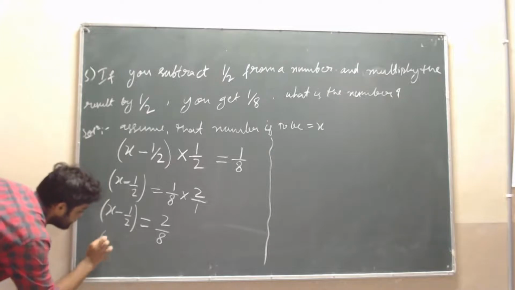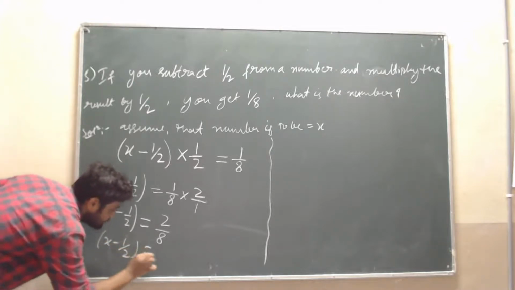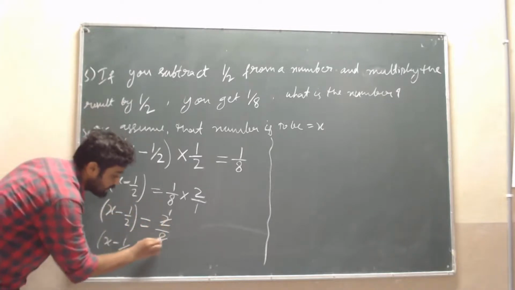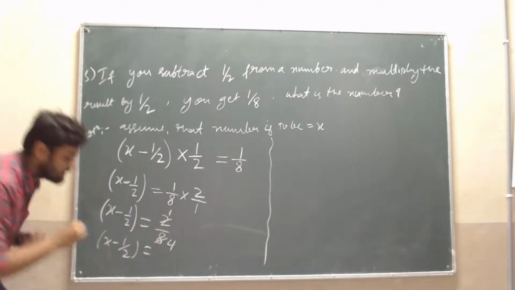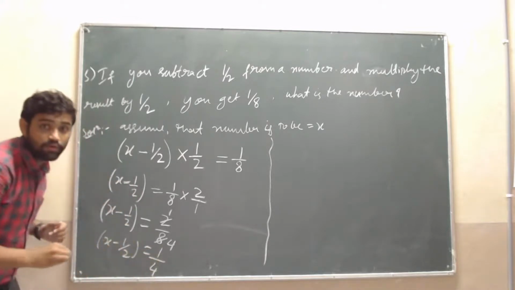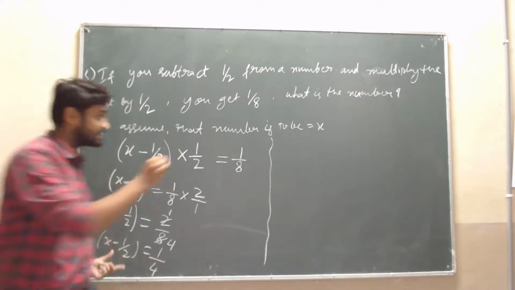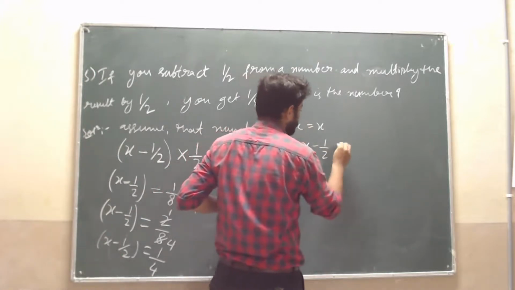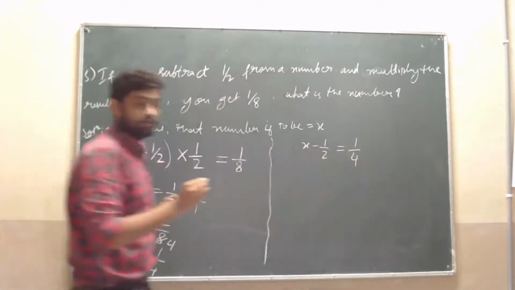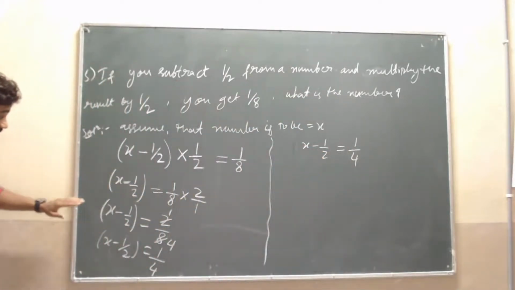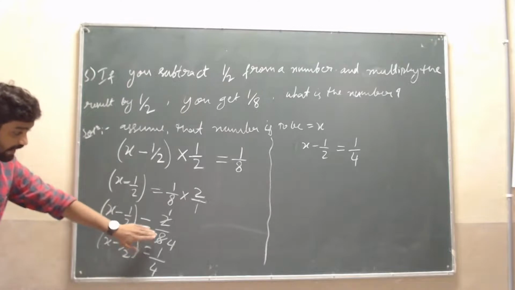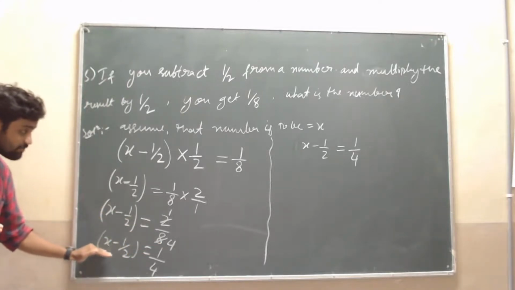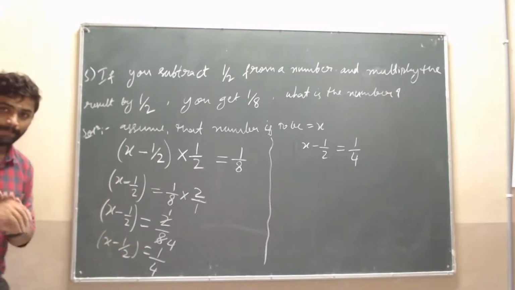Okay, then again, x minus 1 by 2 is here. See here, I am solving this. 2 ones are 2 and 2 fours are 8. That is 1 by 4. What will we get? 1 by 4. So I will write it here: x minus 1 by 2 is equal to 1 by 4. Simple, 2 ones are 2 and 2 fours are 8. Just cancelling these two, we will get x minus 1 by 2 is equal to 1 by 4.